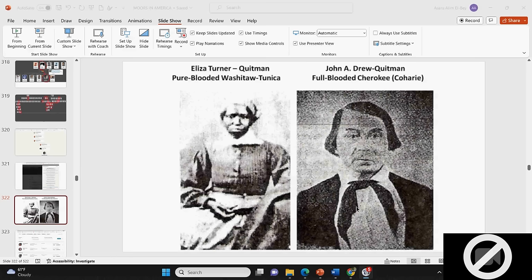Right, so this picture here to the right can't be verified. John A. Drew Quitman. Right? This is possibly the picture of Eliza Turner.